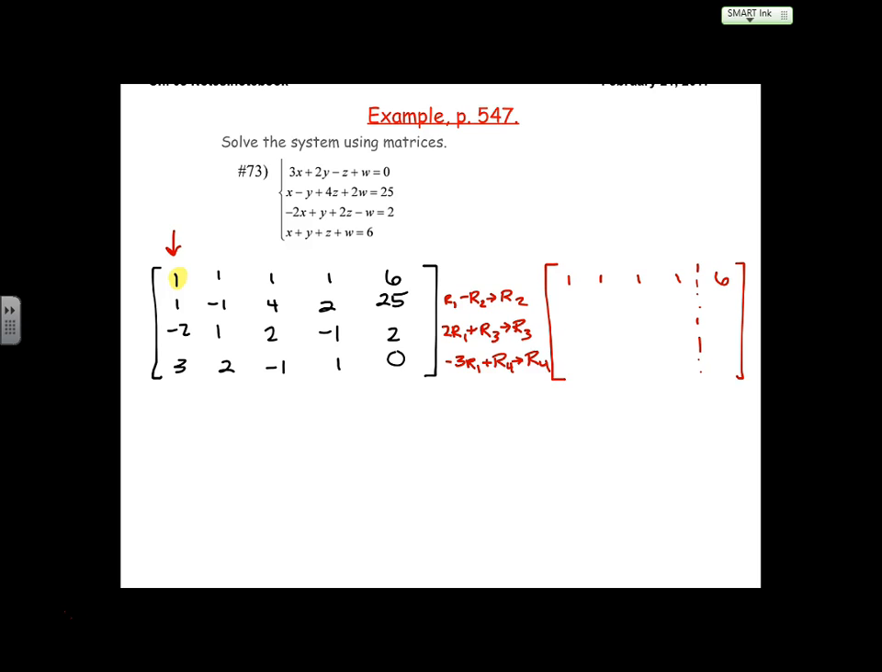I'm doing the first one first to get row 2. So I'm doing row 1 minus row 2. I'm looking at these 2 rows over here, right? I'm going to subtract each of the corresponding elements. Like, 1 minus 1 is 0. 1 minus negative 1 is 2. 1 minus 4 is negative 3. 1 minus 2 is negative 1. And 6 minus 25 is negative 19.